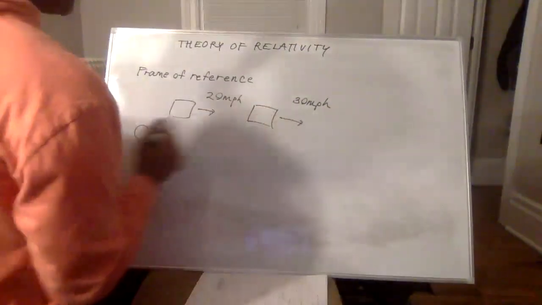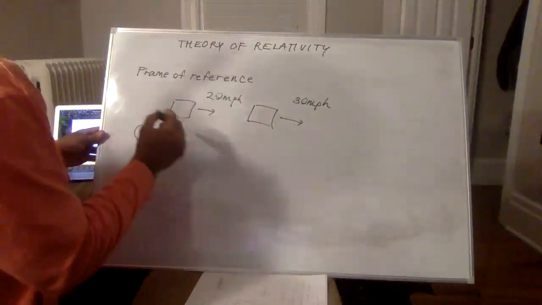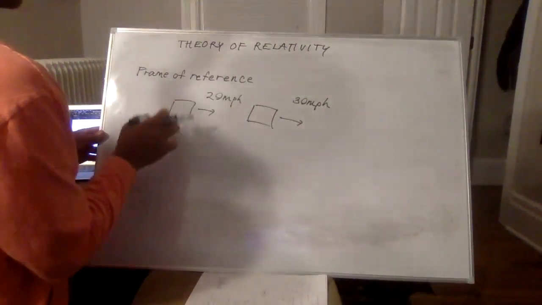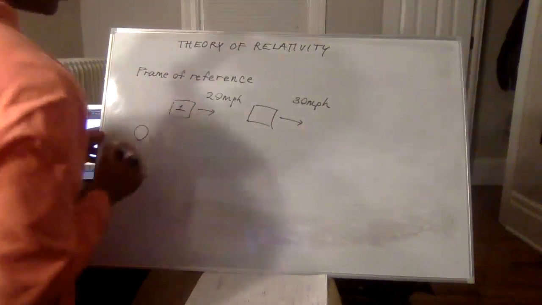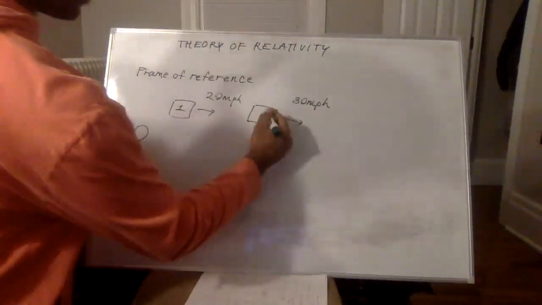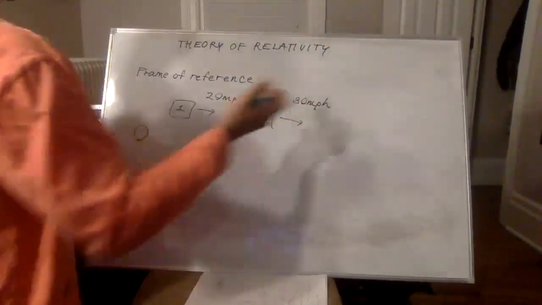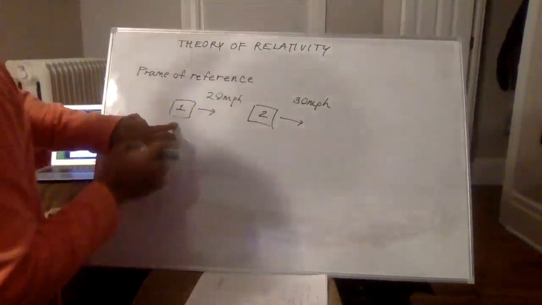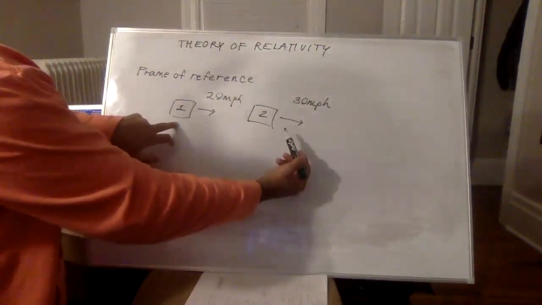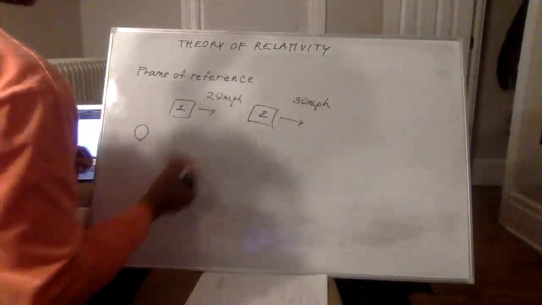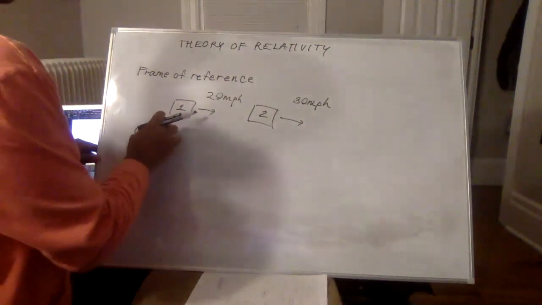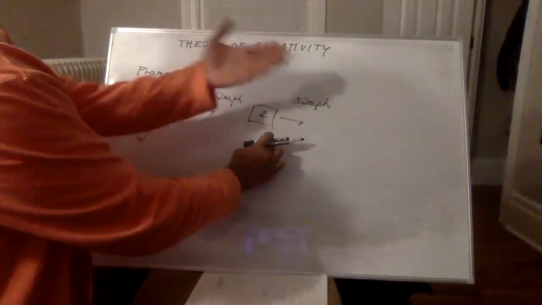So if we have the person standing here, in this person's frame of reference, this car, car one, let's call it, is moving at 20 miles an hour, and car two is moving at 30 miles an hour. But if we're in the frame of reference of car one, car two looks like it's moving at 10 miles an hour, where if this car is moving at 20 miles an hour, this car is moving 10 miles an hour faster.